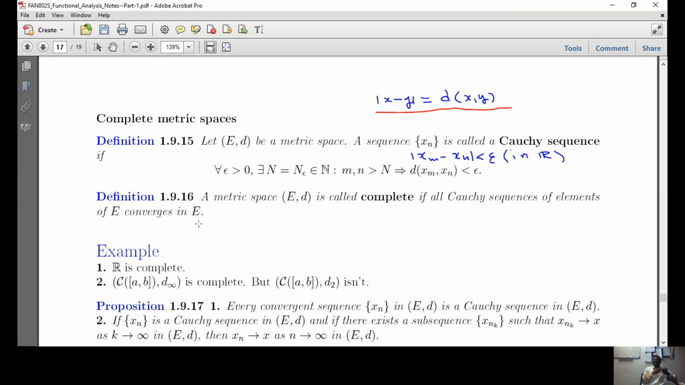Because the limit point might be out of the space, right? It might be out of the space. So if the limit point is still in E, right? Then you will say that the matrix space is complete.